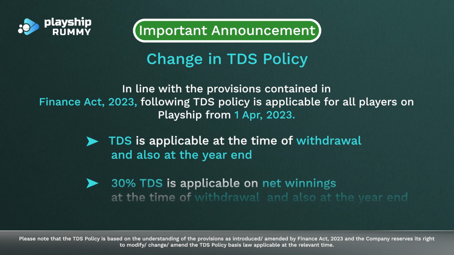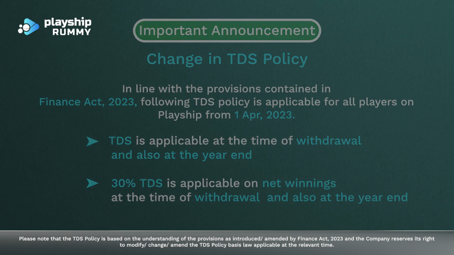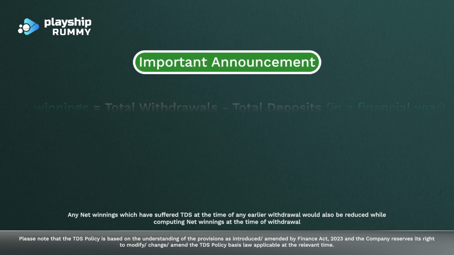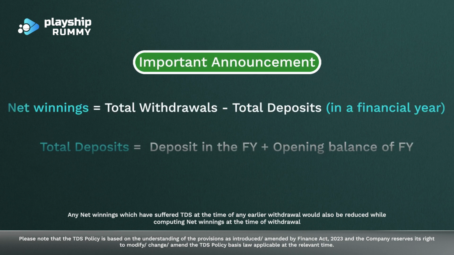30% TDS is applicable on net winnings at the time of withdrawal. So now let's understand what is called net winnings. Here, net winnings is equal to total withdrawals minus total deposits in a financial year. Here, total deposits means deposits in the financial year plus the opening balance of the financial year.